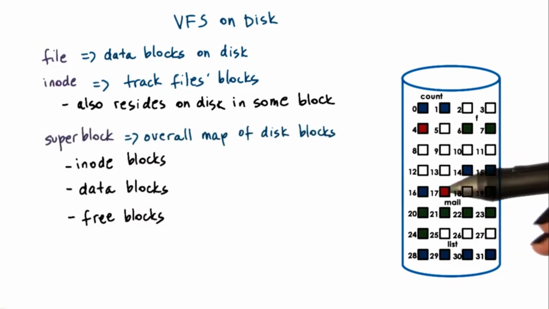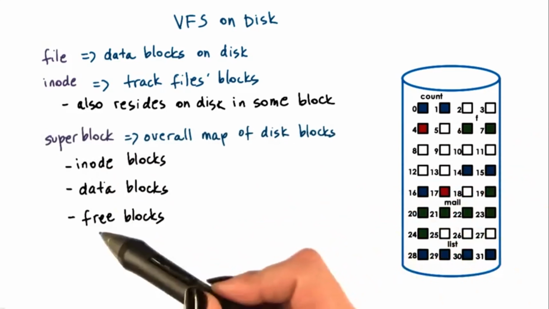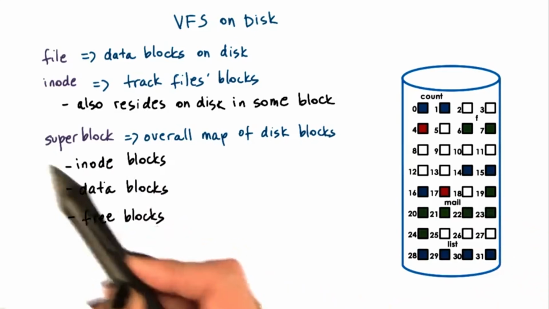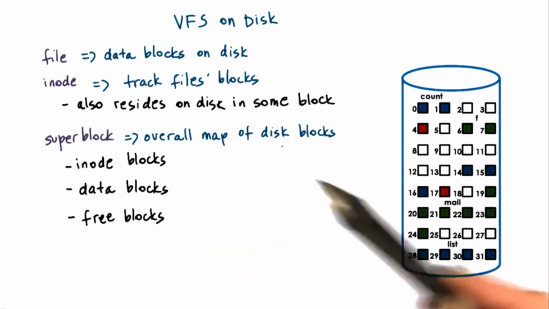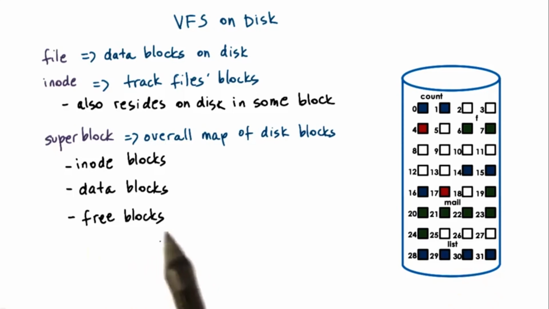To make sense of all of this and to be able to tell what is an inode, what is a data block, what is a free block, the superblock maintains an overall map of all of the blocks on a particular device. This is used for allocation when we need to find some free blocks to allocate to a new file creation request or a file write request. And it is also used for lookup when we need to find a particular portion of a particular file.